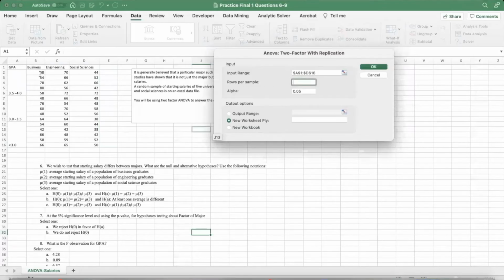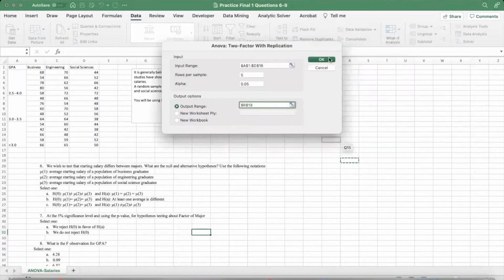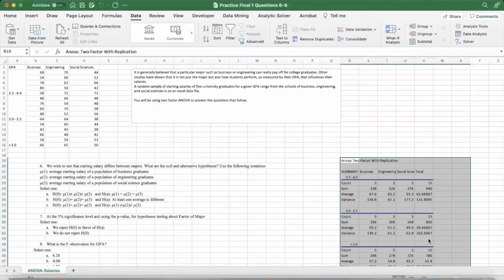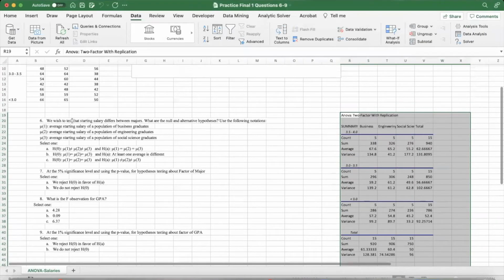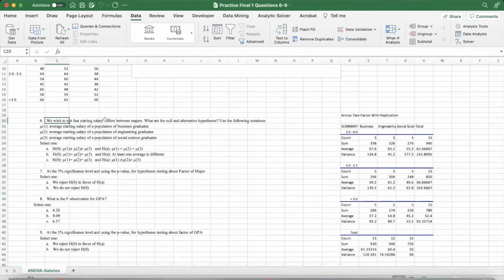Rows per sample. So how many rows are there for each GPA? So let's count 1, 2, 3, 4, 5, right? And it's going to be 1, 2, 3, 4, 5. So each one has 5. So we're going to say 5. Our alpha is 5%, so 0.05. Output range, I'm just going to put it right here and say okay. And there we go.